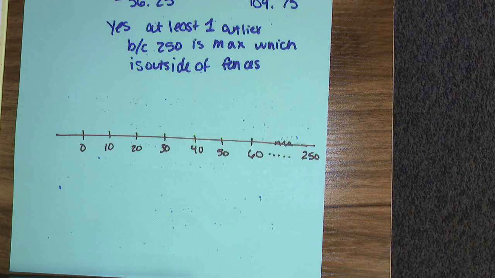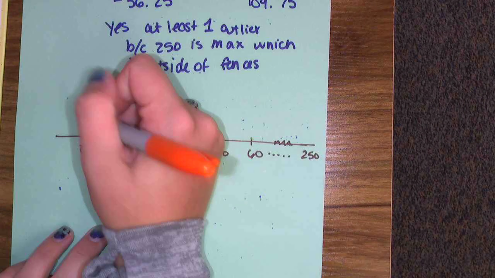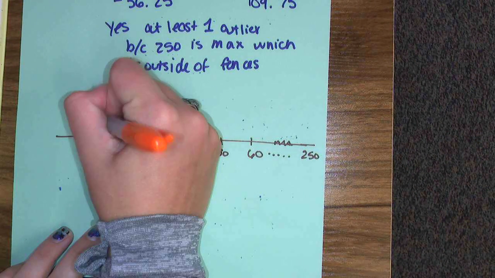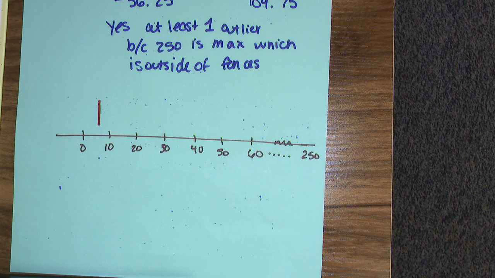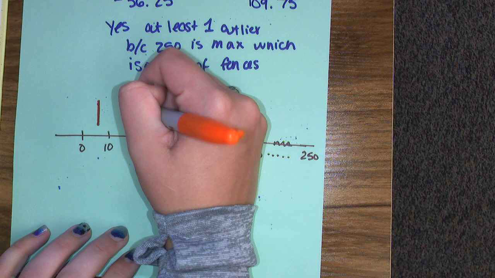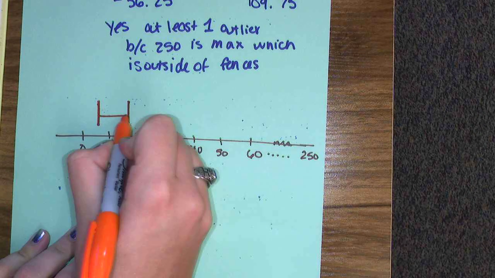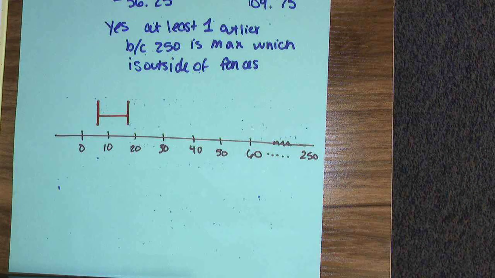So then drawing the plot, we have a min of 6. We have a Q1 of 18.5. Our median is 33.5.